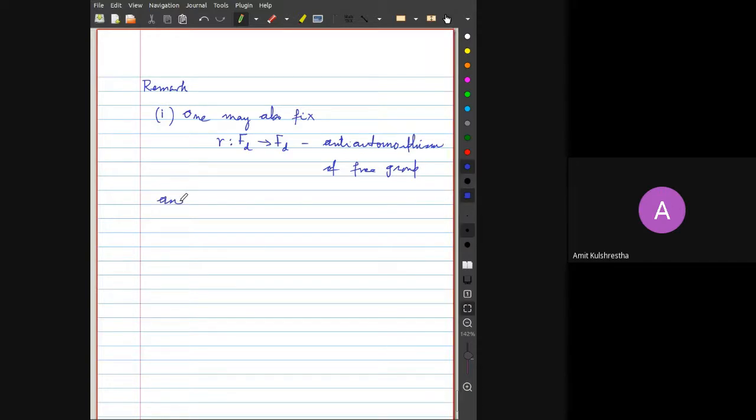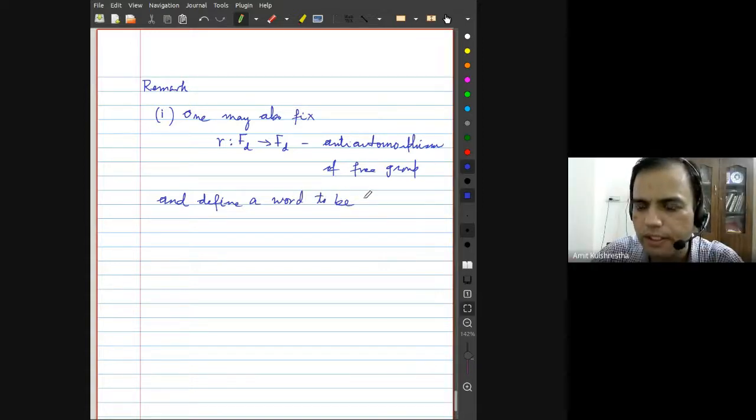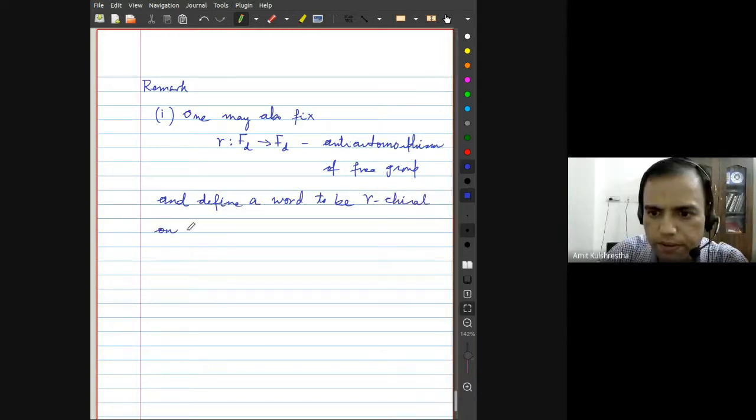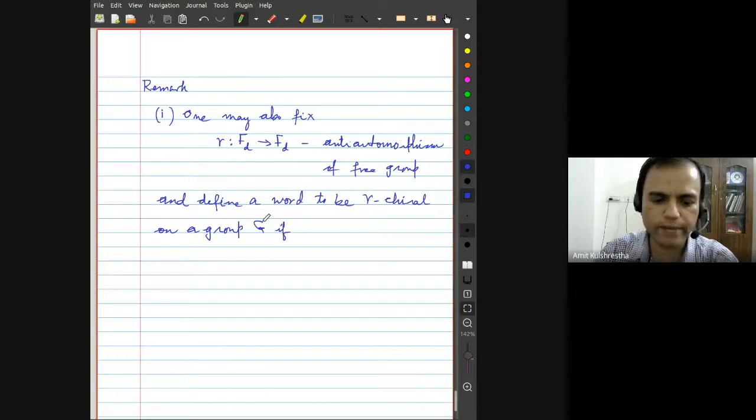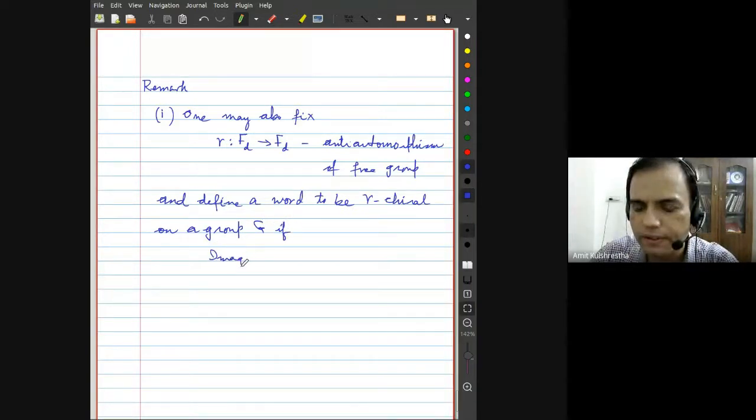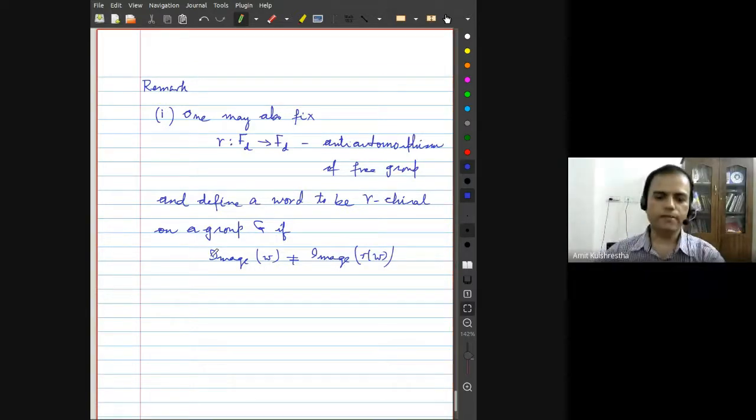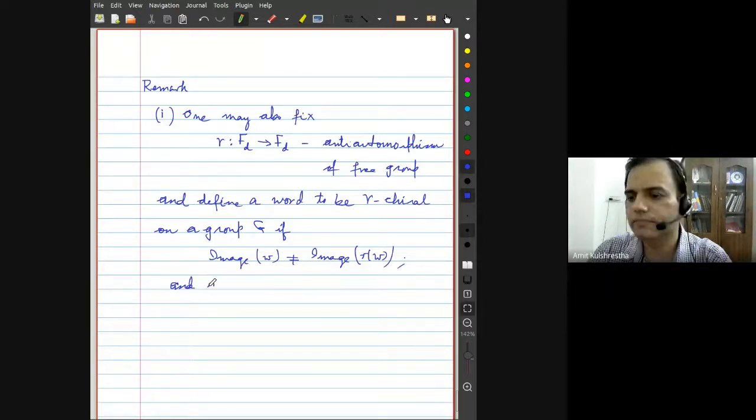And a similar kind of thing you can do and define a word to be gamma chiral on a group G, if you know what I am going to say, right? If the image of W is not equal to the image of gamma W for this G. And then you can ask similar questions.